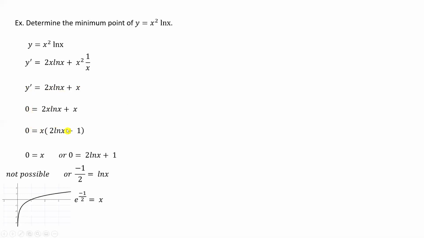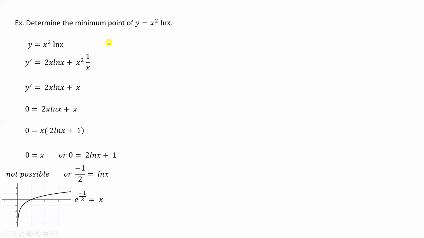Two things multiplied together to give you an answer 0: either the first one is 0 or the second one is 0. This one is not possible because of the ln x. A logarithmic graph has an asymptote, and the asymptote for this one is at 0. Solving this one, bring the 1 over, divide by 2, and then we change it to exponential form. Your base to exponent equals your answer. The base is e, exponent negative 1/2, answer x.